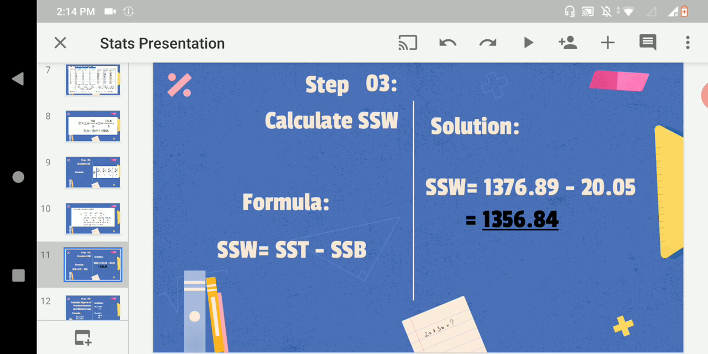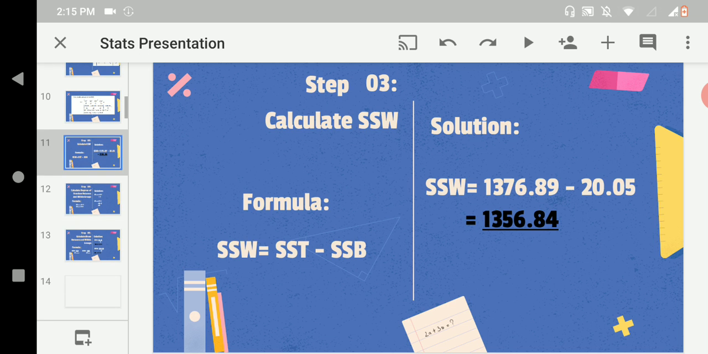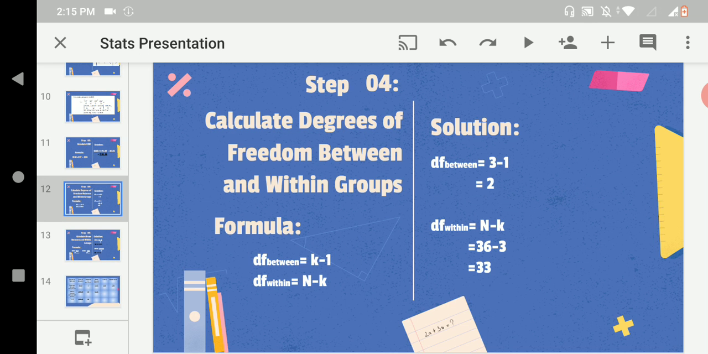And then our solution is SSW is equal to 1378.89 minus 20.05, which is equal to 1356.84. So our SSW now is 1356.84. Next step, we have to calculate the degrees of freedom between and within groups.